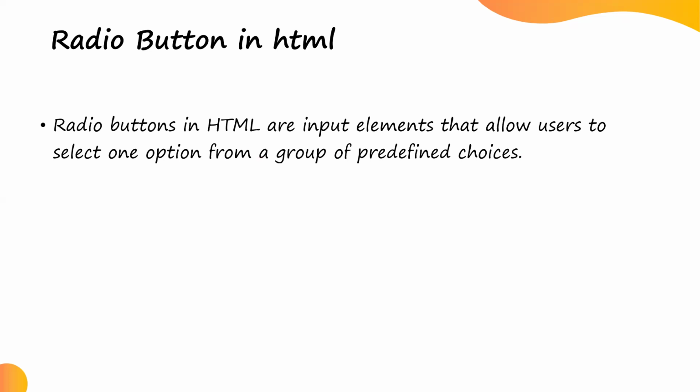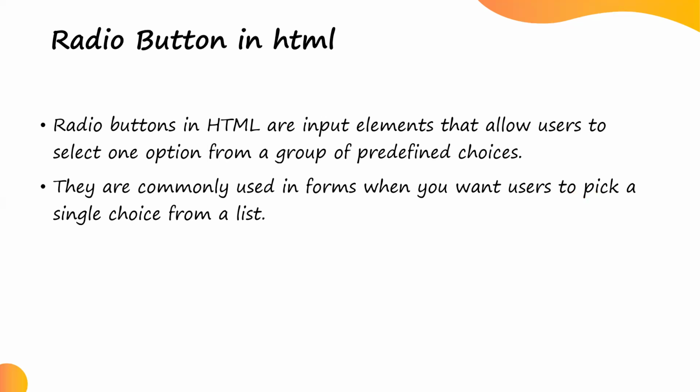Meanwhile, for the checkboxes, if you have more than one option, all of them can be checked. They can check more than one. But for the radio button, only one can be selected at a time. So they are commonly used in forms when you want users to pick a single choice from a list. You have a list of options, but you just want users to take one. So that is where you use radio button, okay?